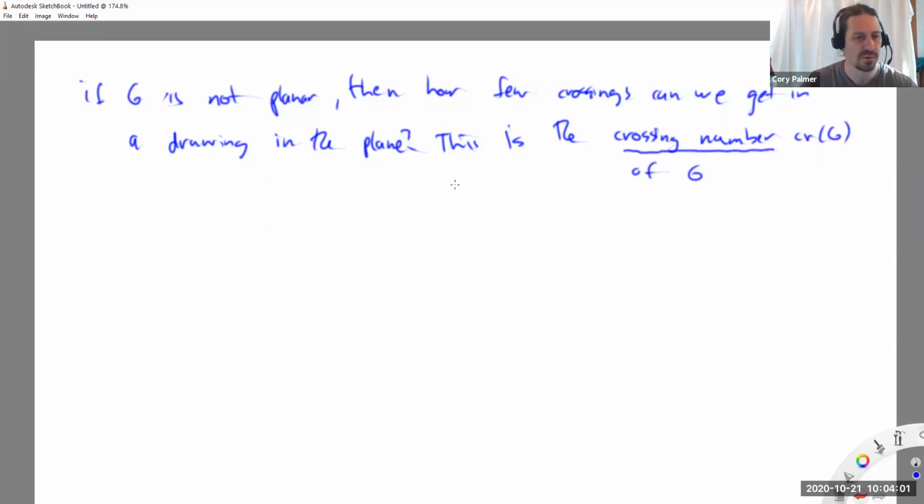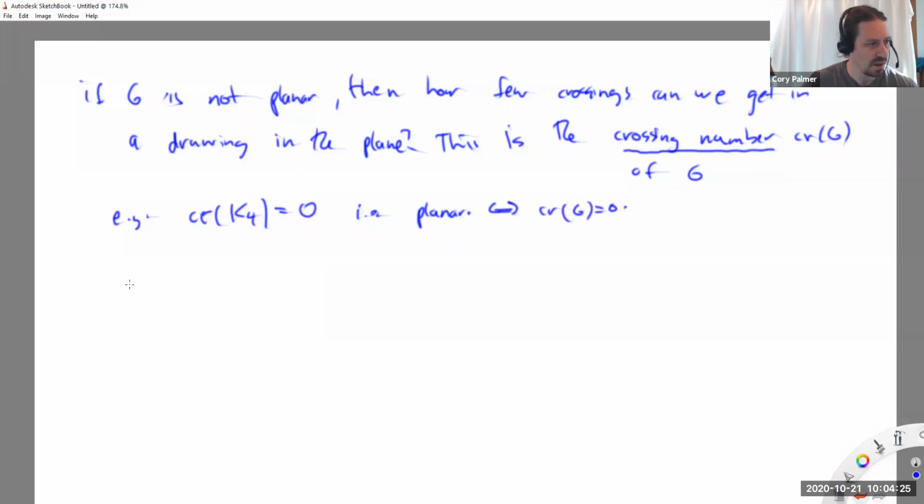Okay, so for instance, the crossing number of a K4, an actual planar graph, is 0, because you can draw it without crossings, right? So when a graph has crossing number 0, that's equivalent to it being planar. Planar if and only if crossing number of G is 0. But for graphs that are not planar, we want to minimize crossings.